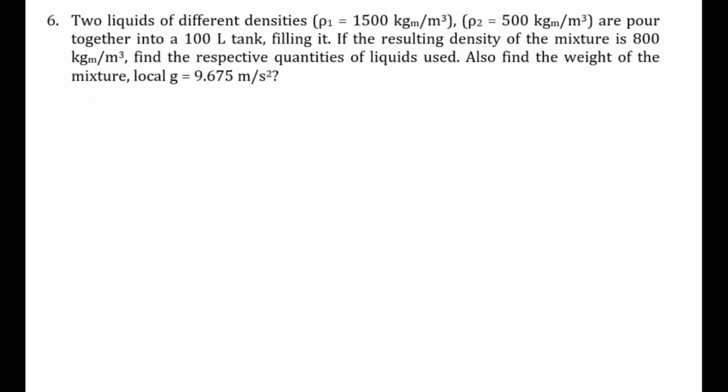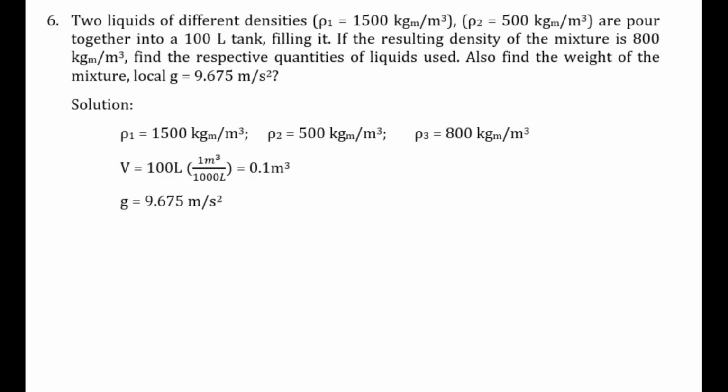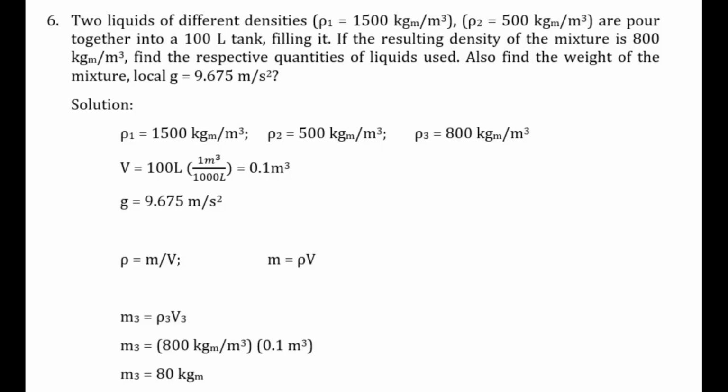Also find the weight of the mixture. Local G equals 9.675 meter per second squared. Writing all the given. From the formula density is equal to the quotient of mass and volume, we can get mass is equal to the product of density and volume. Using this formula, we can solve mass 3 is equal to 80 kg mass.